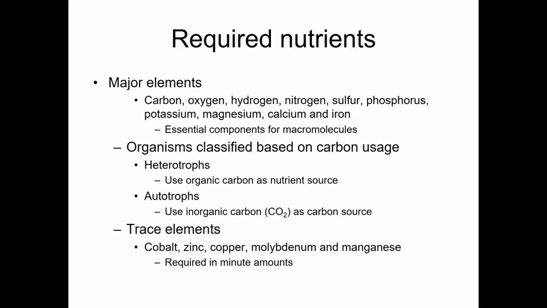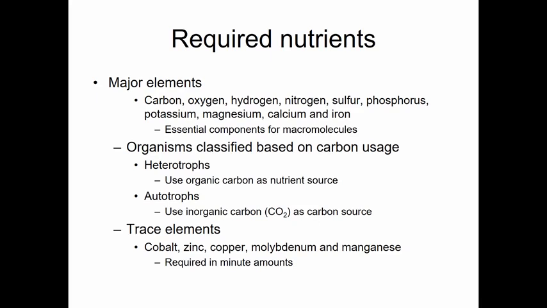Organisms are then also classified, because they are organic, okay? We need carbon, based on what kind of carbon they use, okay? So heterotrophs use organic carbon as a nutrient source. Autotrophs use inorganic carbon, and when we say inorganic carbon, that means it's got to be in the form of carbon dioxide gas or CO2. Us as humans, do you think we are heterotrophs or autotrophs? Autotrophs.